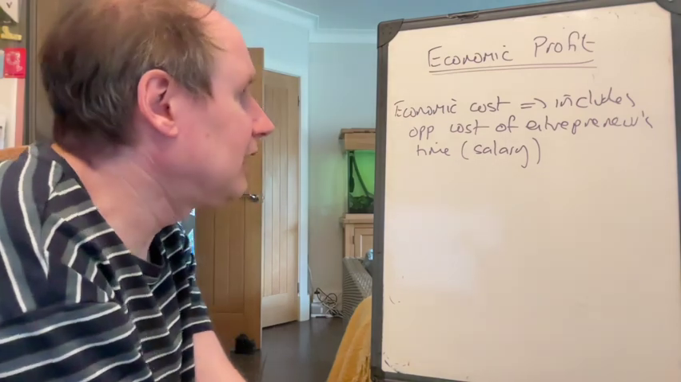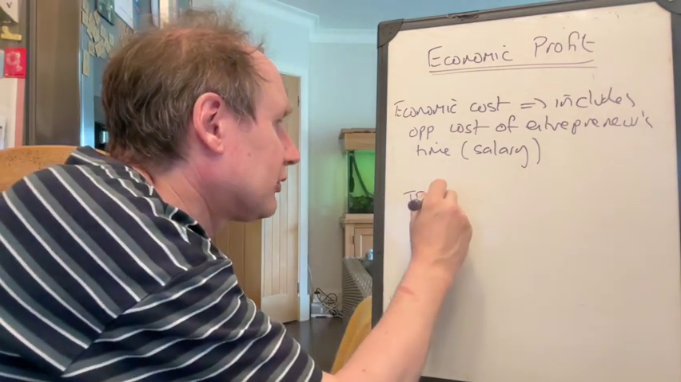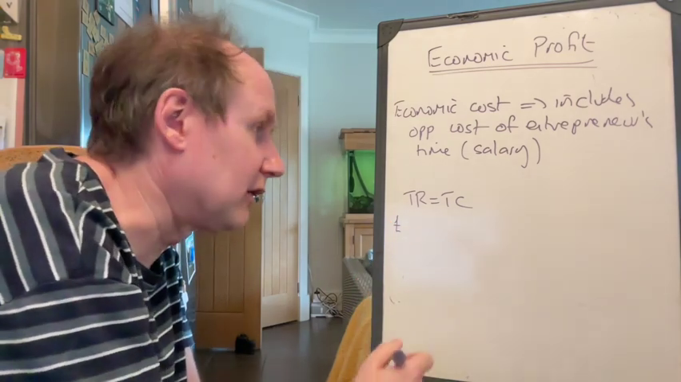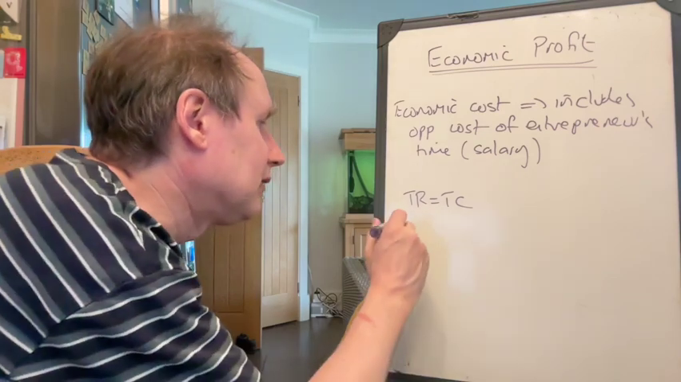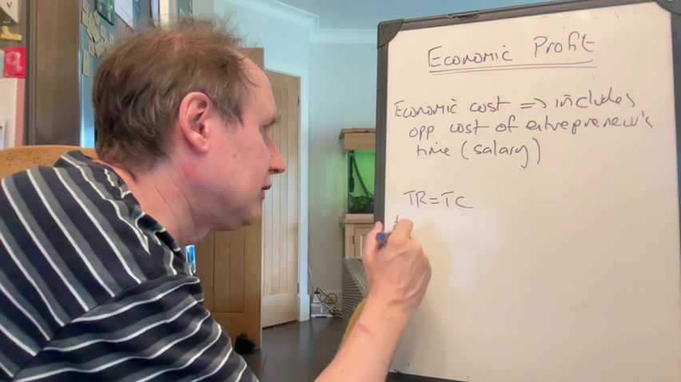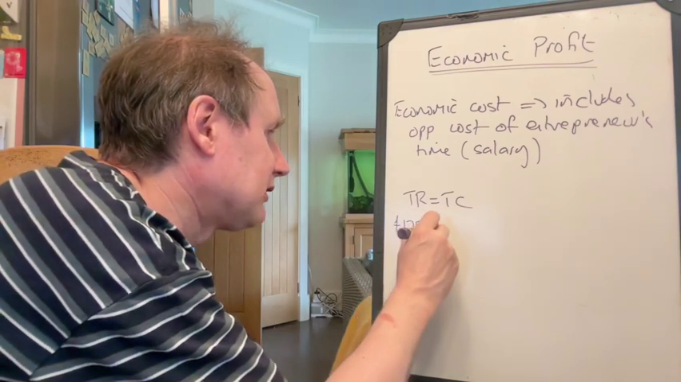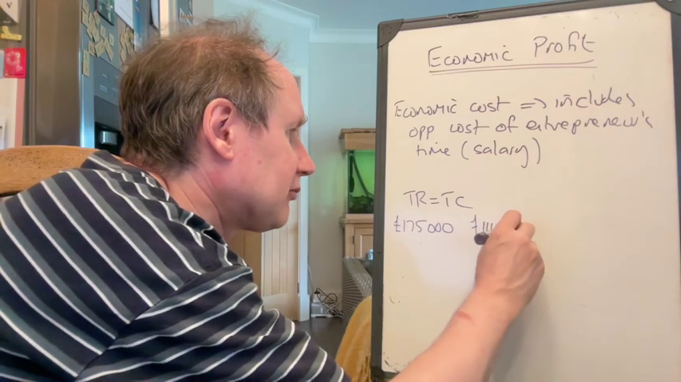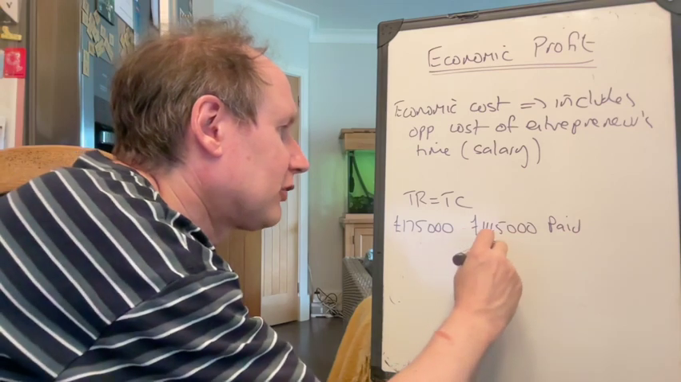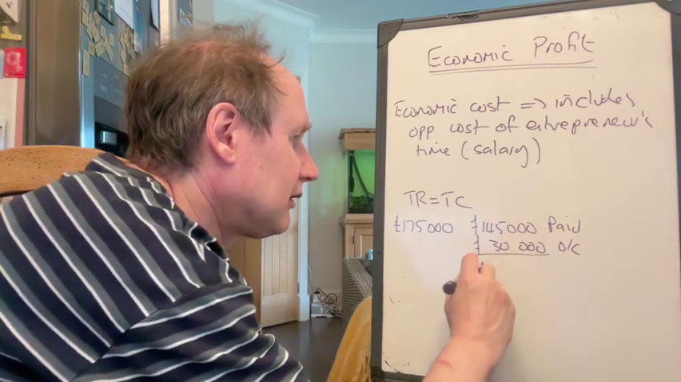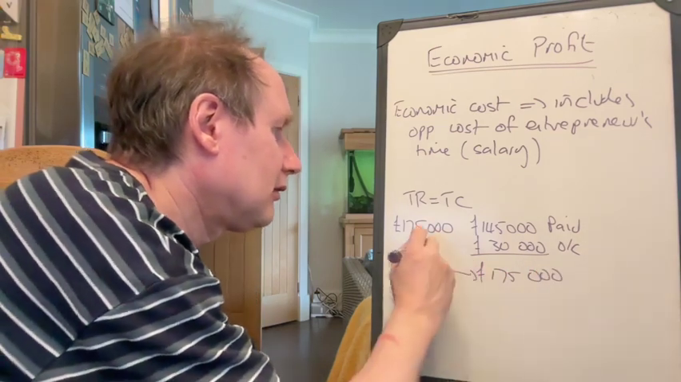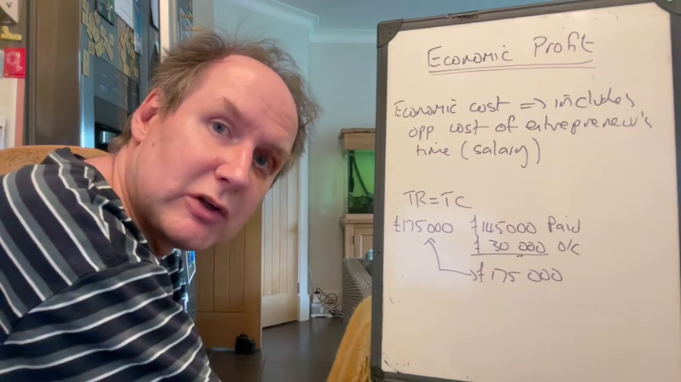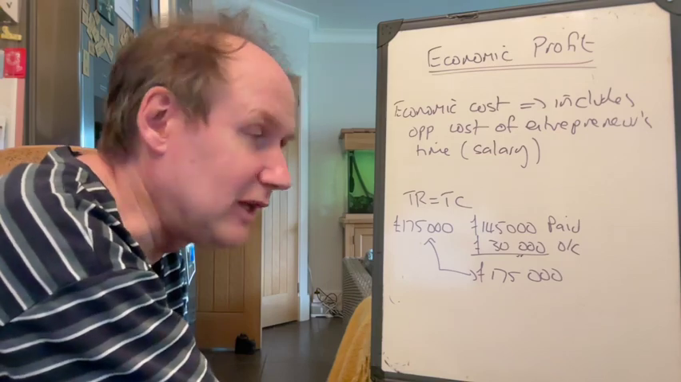So what that means now is, suppose total revenue equals total cost. If we take our example, let's suppose the business's revenue is £175,000. The costs are now made up of £145,000 of paid costs, so that's my materials and so on, and the £30,000 of opportunity cost. Now, total revenue equals total cost. I'm making the same as I would have made as a waitress in a cocktail bar. I'm making just enough to say, okay, I'll keep on running this business.